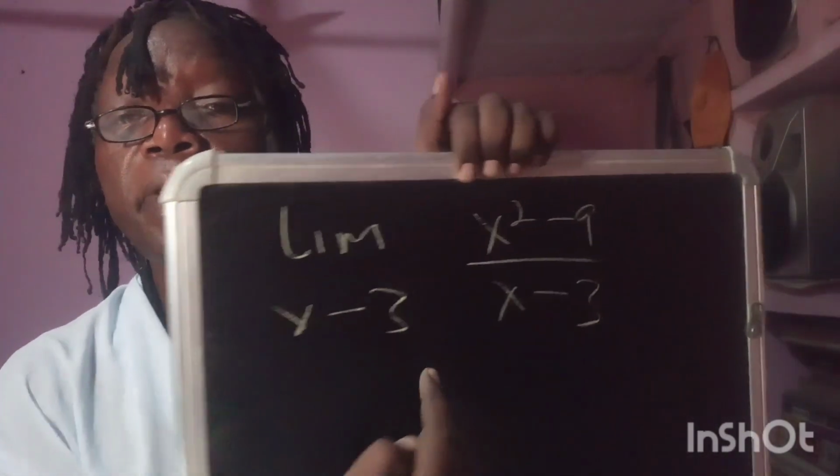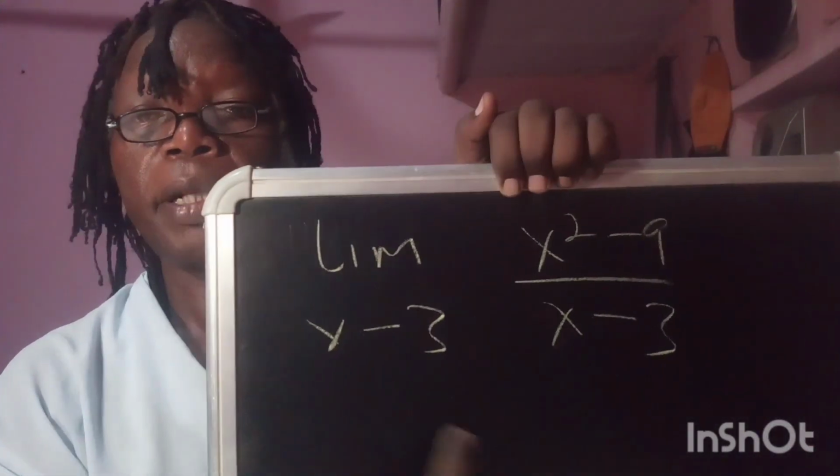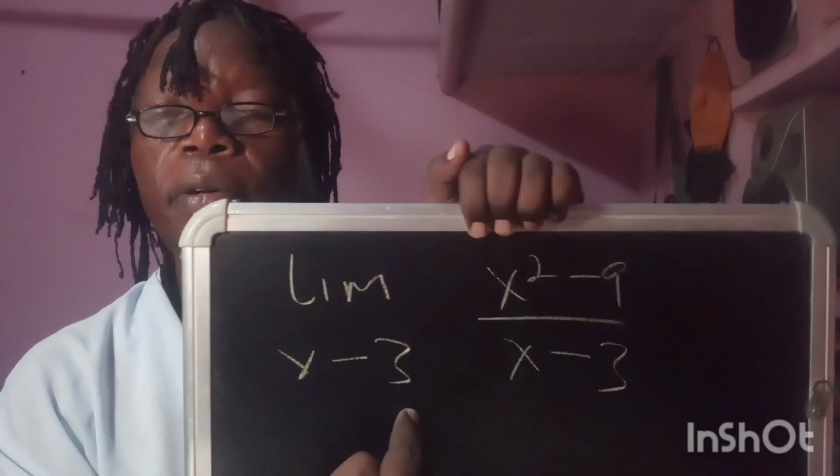X minus 3. We did this in the previous video, and in this one you can also practice as x gets closer to 3, or you can say 2. Let's change this to 2. Now we have x squared minus 4 over x minus 2. When you square 2, what will happen?